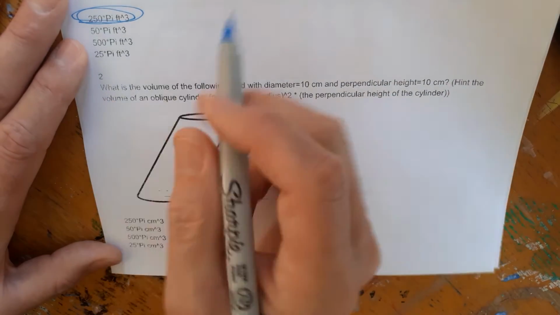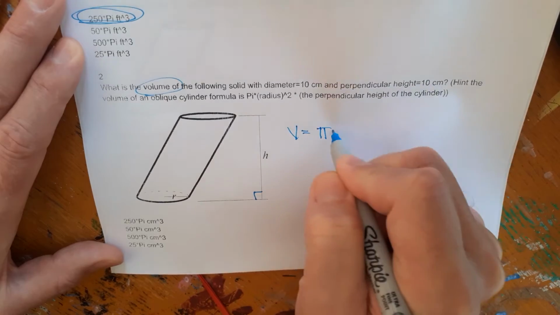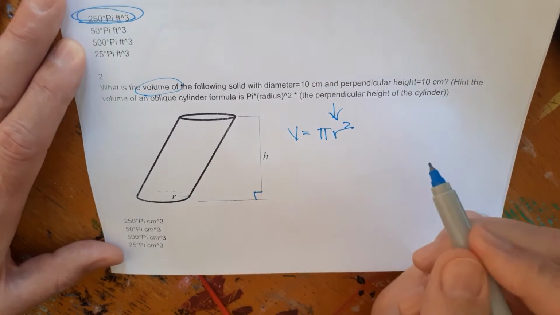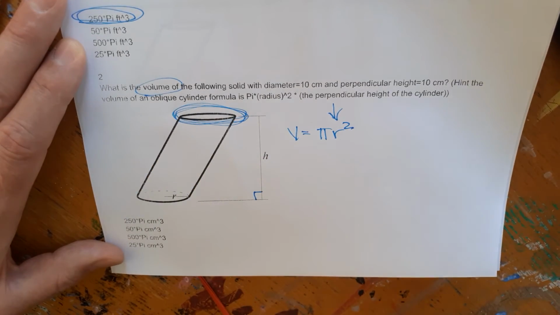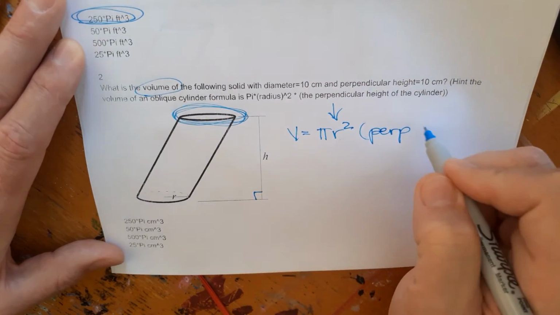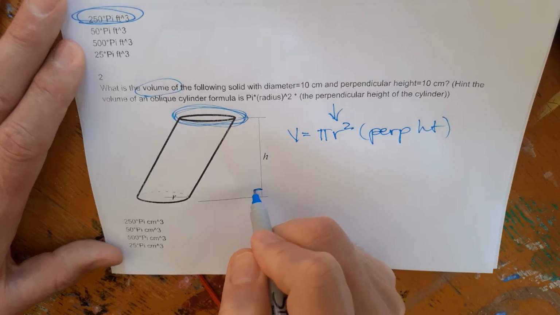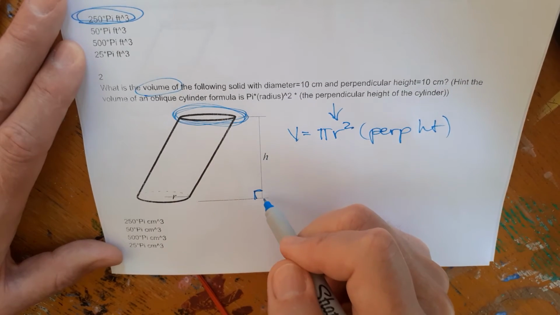Now we're going to go to an oblique shape. It's the same formula. Volume equals pi r squared. Notice that this is the area of a circle, and guess what's on the end of a cylinder? A circle. So it's a circle times the perpendicular height. Perpendicular height means it's at 90 degrees to the base. It's the same formula, just make sure you're using perpendicular height.